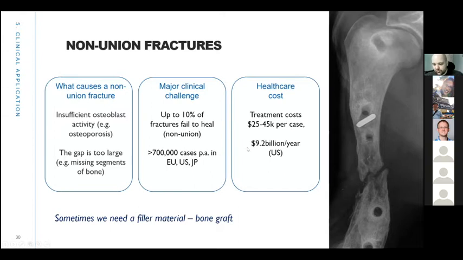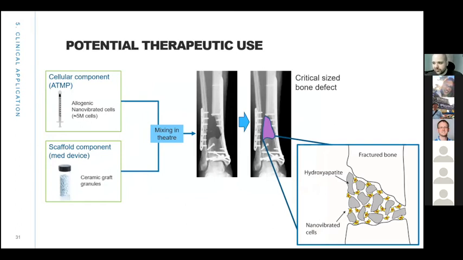The cost of non-union fractures is very high. Each case can be tens of thousands of dollars. And due to the amount of cases worldwide, we're looking at billions of dollars of healthcare expense. And sometimes there is a need for materials to help repair these defects in the bone. So that's where our stem cells that we've vibrated come in.